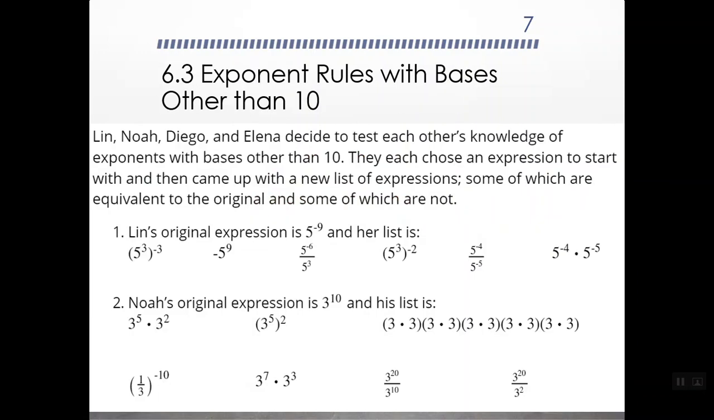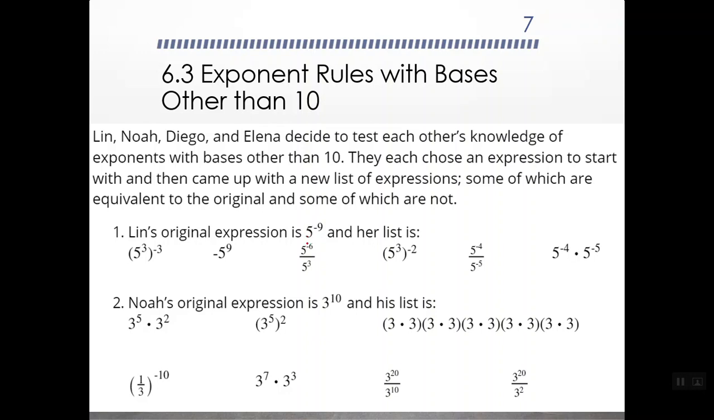So exponent rules with bases other than 10 is our next activity. Lynn, Noah, Diego, and Elena decide to test each other's knowledge of exponents with bases other than 10. They each chose an expression to start with, and then came up with a new list of expressions, some of which are equivalent to the original, some of which are not. So what we're going to do is look at first Lynn and Noah, and then I have Diego and Elena on the next screen. We're going to talk about whether their expression lists are the same as the original.